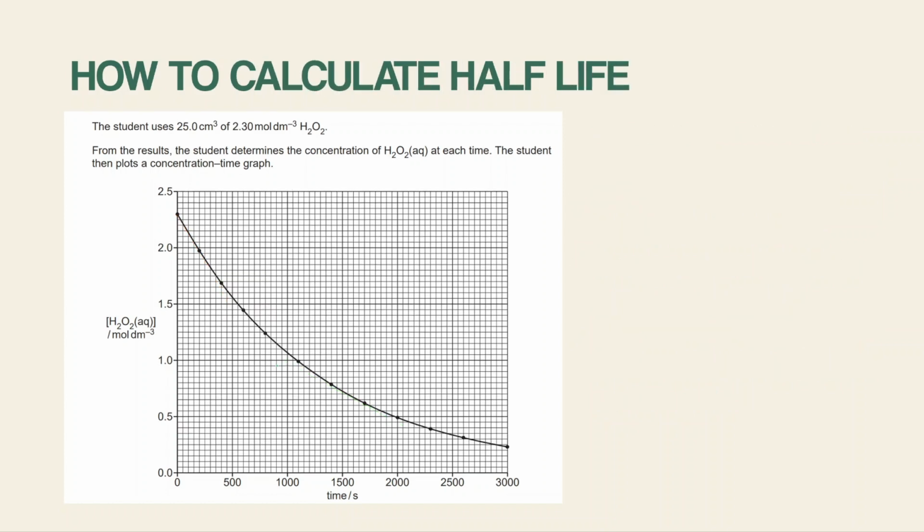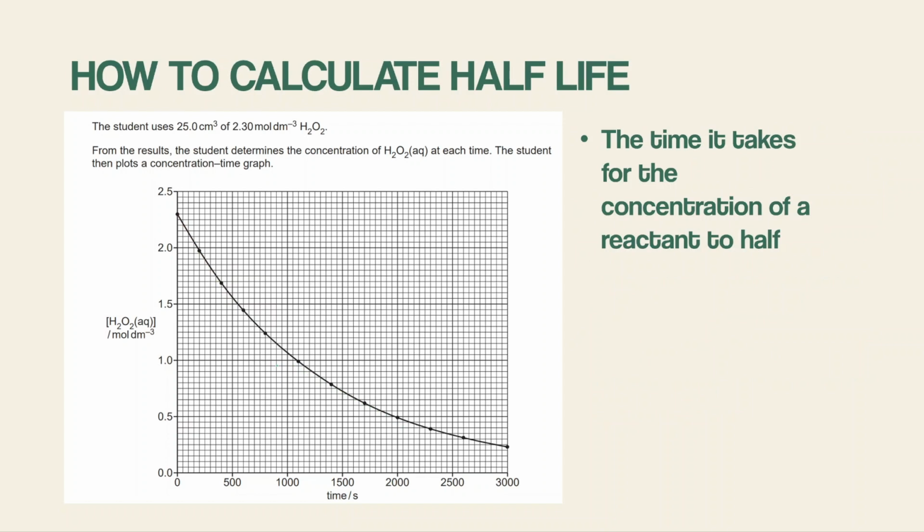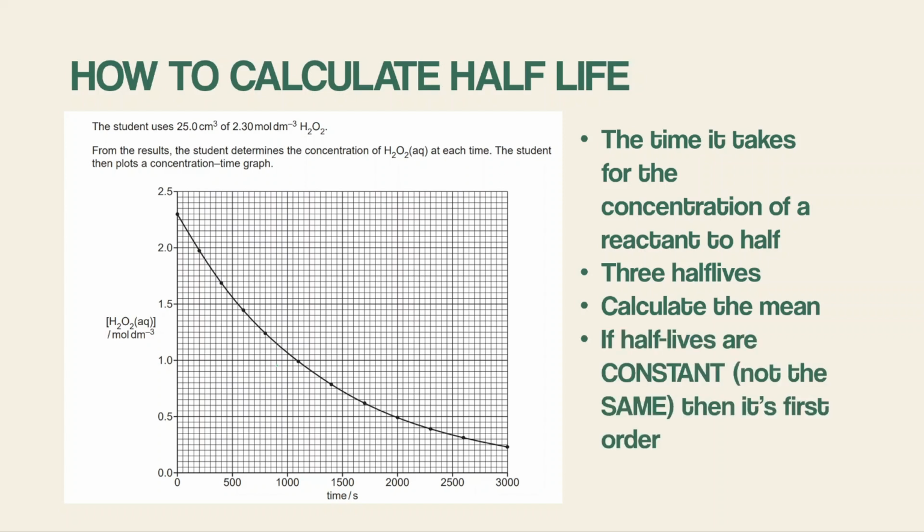Here's how to calculate our half-life now. If you don't know what half-life is, it's the time it takes for the concentration of a reactant to halve. Typically you want to work out 3 half-lives, and then calculate the mean. This is just the way I was taught, and it got me the marks in the exam. If the half-lives are constant, not the same, so if they're like 800, 820, 790, that's constant, then it's first order. There are actually 2 ways in which you can calculate the half-life.